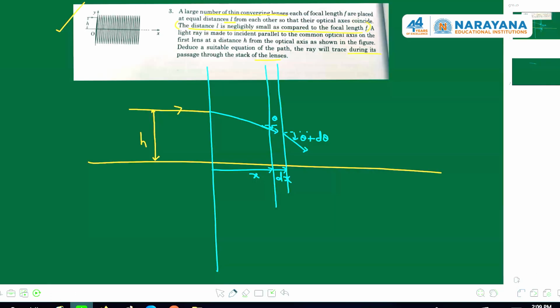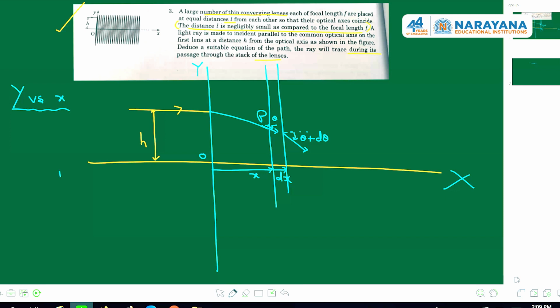We do not yet know the path. This is the origin, x-axis, y-axis. Obviously, I am interested in y versus x of this ray. So we don't know the path, but we know that whatever path it follows, at some general point x, y, if it is traveling at an angle of theta and it further shifts by d theta, the total angle that this ray makes with the x-axis there is theta plus d theta. I want to find out the equation of this trajectory. This is the general point, let's say, P.